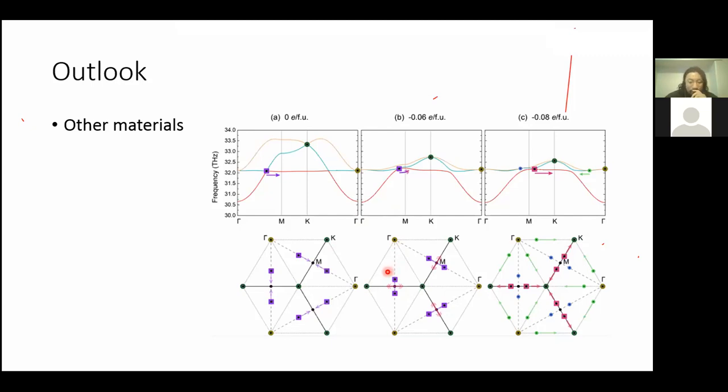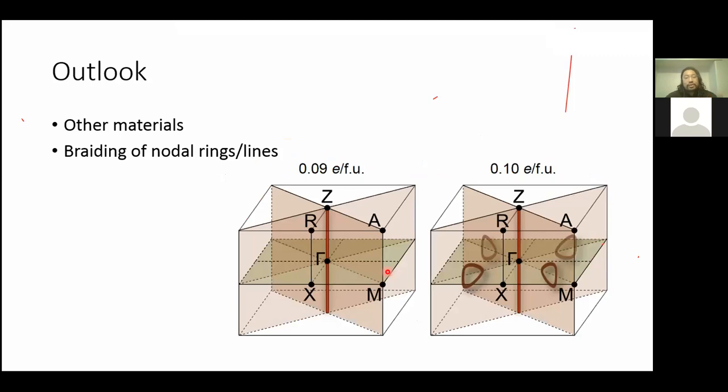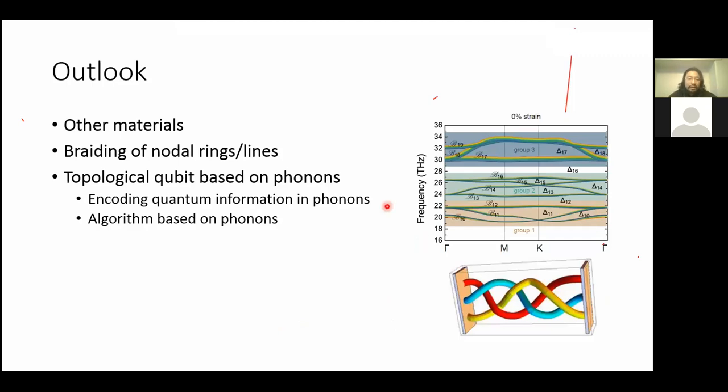And the other outlook is, can we also realize the braiding between nodal rings and nodal lines? Because we only focus on the braiding of nodes. And if we also have nodal rings or nodal lines, they also carry this Berry phase of pi around these nodes, so this may also be some new braiding process. Some further outlook may be, can we realize some topological qubits based on phonons to encode this quantum information in different phonon nodes? And also, can we develop some algorithm for these topological qubits based on phonons? But these are all open questions.